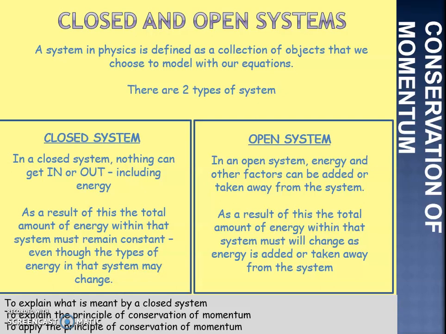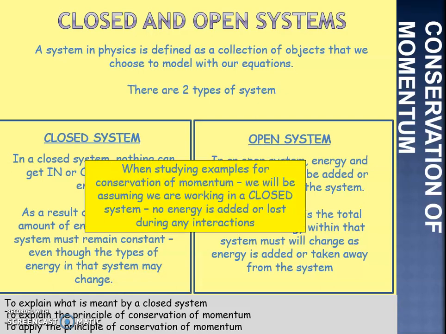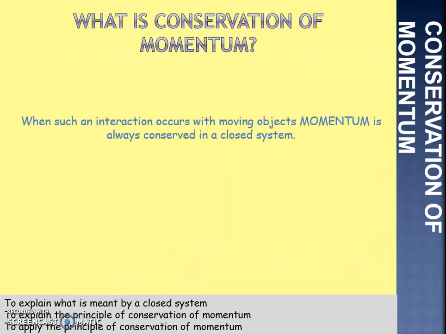In an open system, energy and other factors can be added or taken away from the system. So as a result of that, the total amount of energy within the system will change as energy is added or taken away. Now when we study examples for conservation of momentum, we'll be assuming we're working in a closed system. No energy is added or lost during any interactions.